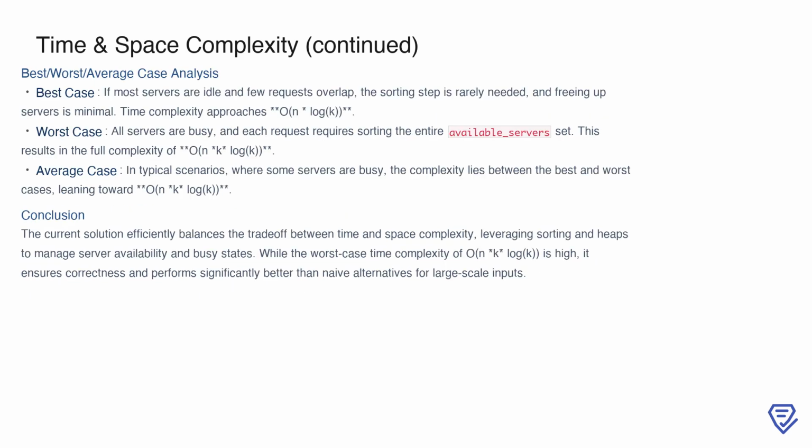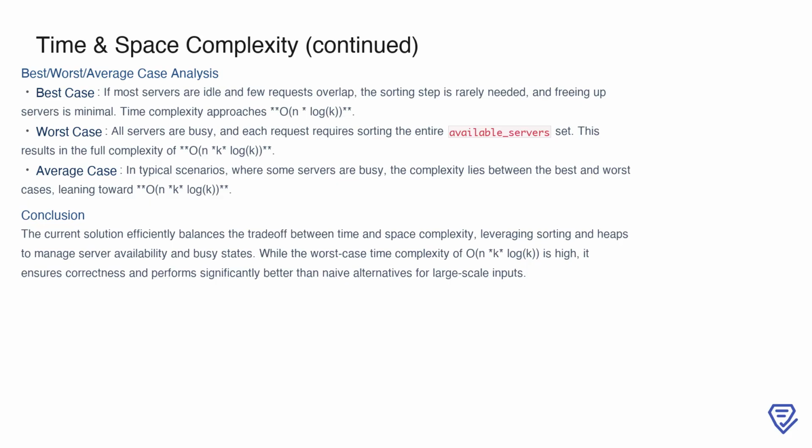Finally, let's consider the best, worst, and average case scenarios. In the best case, most servers remain idle, and there is minimal overlap between requests. Here, the sorting step is rarely needed, and freeing up servers from the heap is minimal, bringing the time complexity closer to n*log k. In the worst case, all servers are busy, and each request requires sorting the entire available_servers set, resulting in the highest complexity of n*k*log k. For average cases, where some servers are busy but not all, the performance typically lies between the best and worst cases, leaning toward n*k*log k.